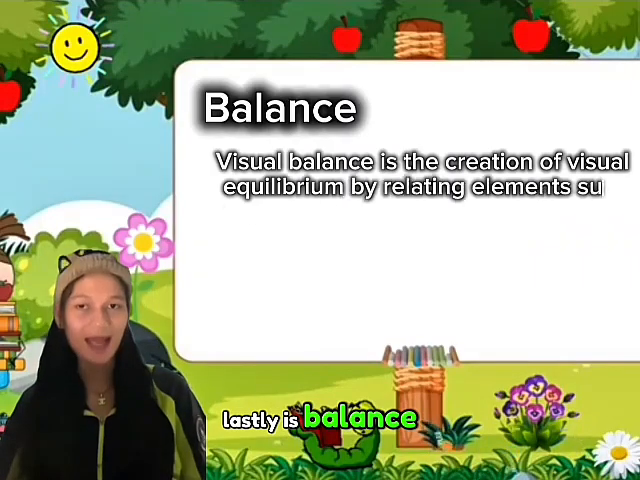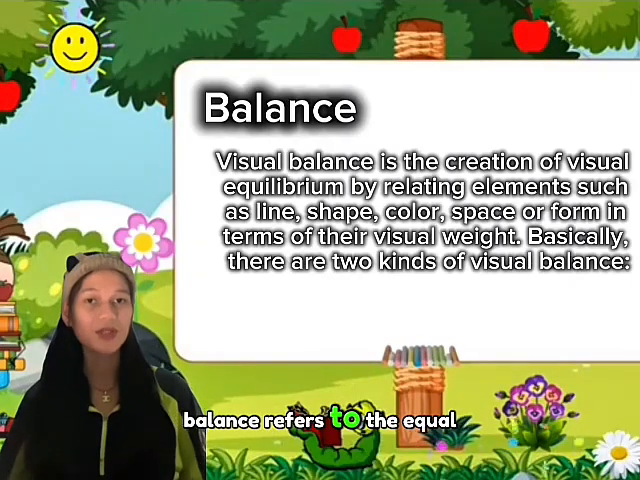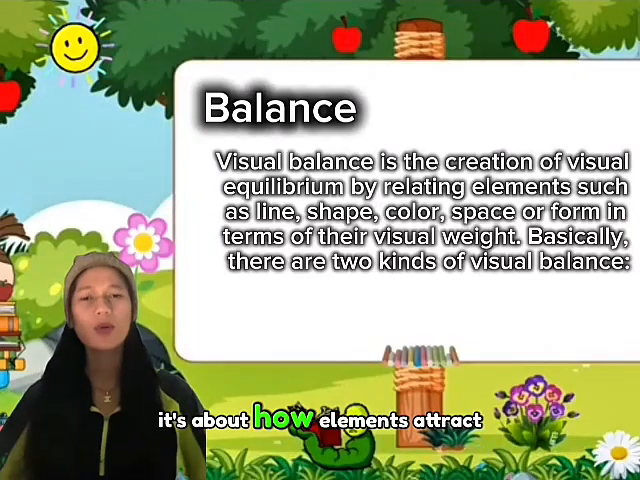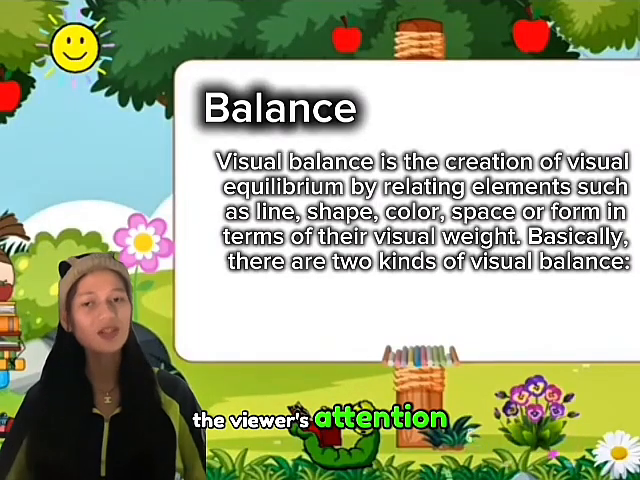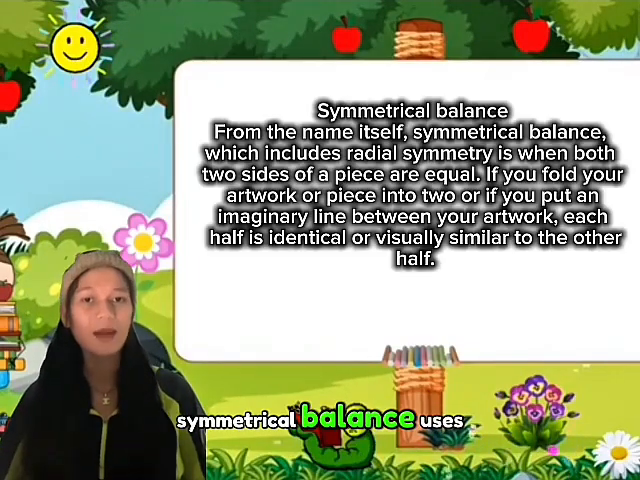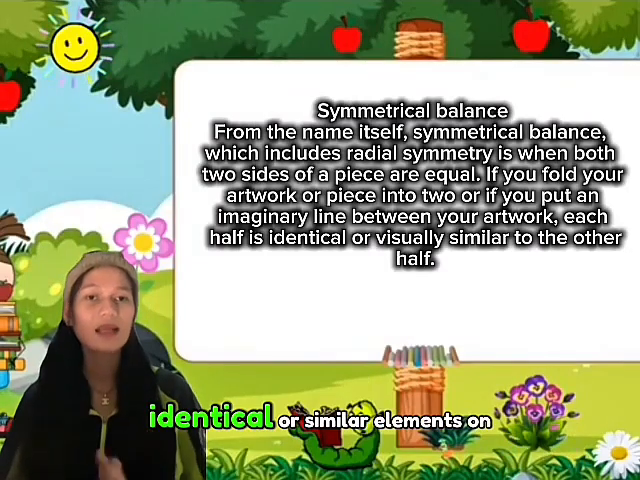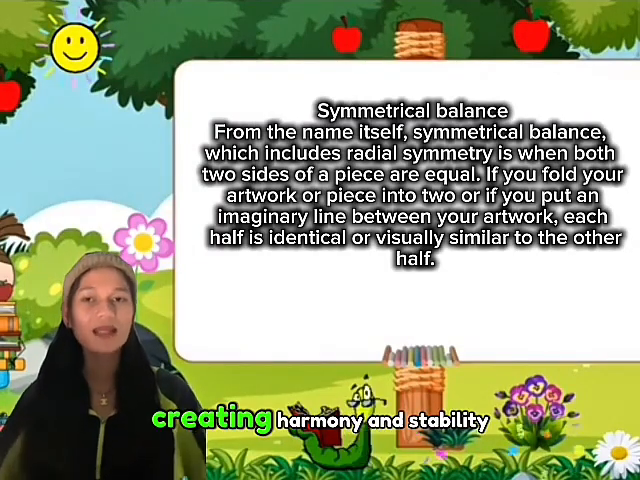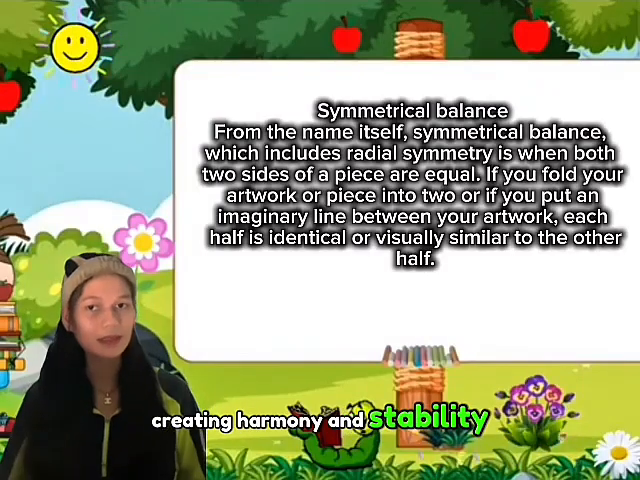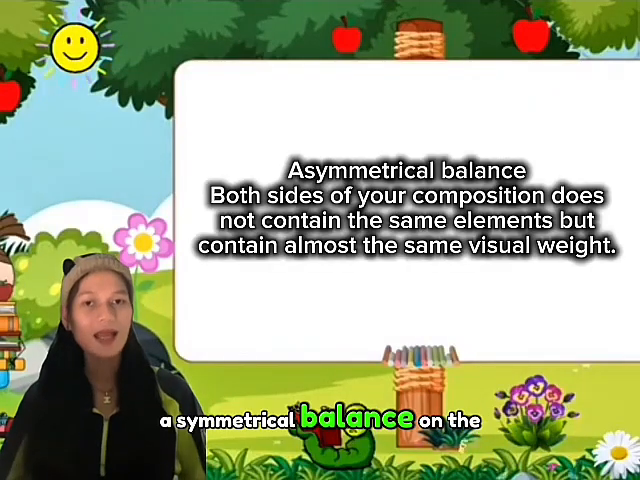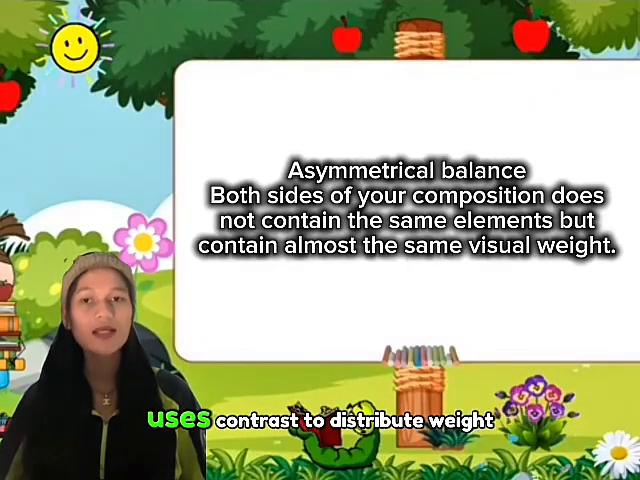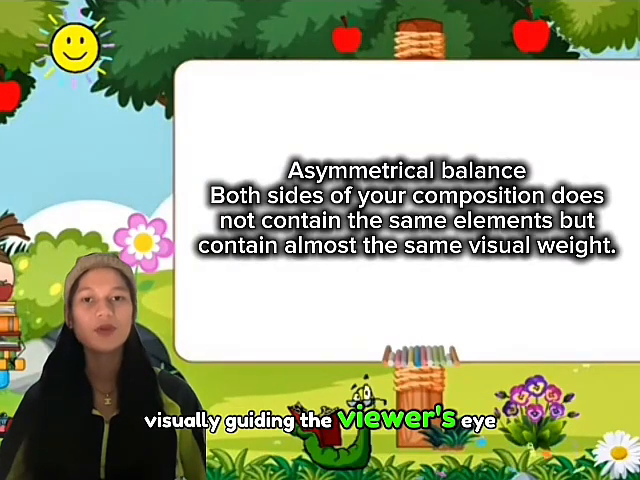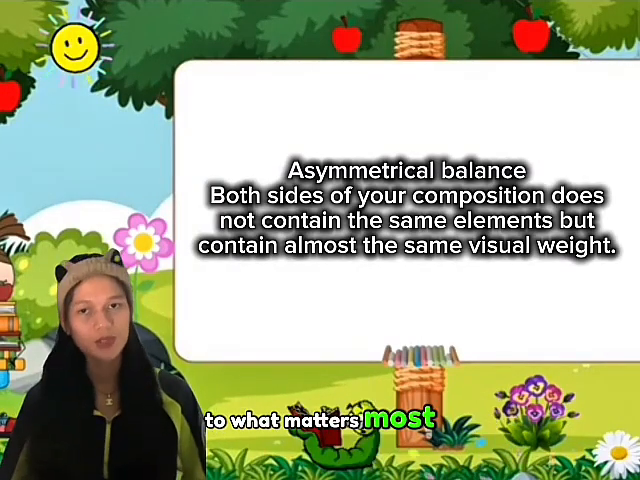Lastly is balance. Balance refers to the equal distribution of visual weight. It's about how elements attract the viewer's attention. Symmetrical balance uses identical or similar elements on both sides of a design, creating harmony and stability. Asymmetrical balance, on the other hand, uses contrast to distribute weight visually, guiding the viewer's eye to what matters most.